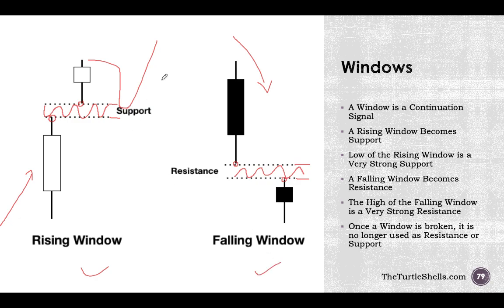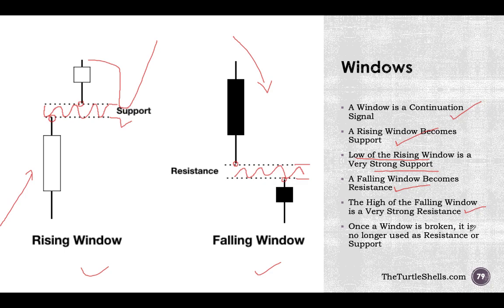These are continuation patterns. The market will keep continuing in the direction it was going earlier. So the window is a continuation signal. A rising window becomes support. The low of the rising window, this one, is a very strong support. The falling window becomes resistance, this entire window. The high of the falling window is very strong resistance.